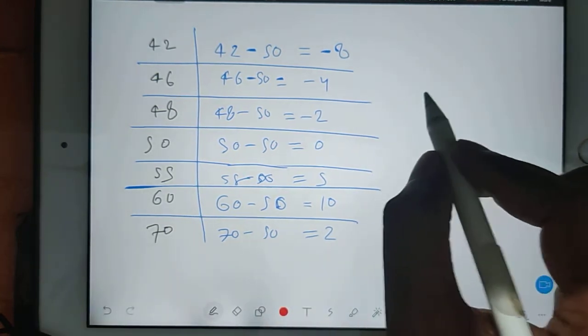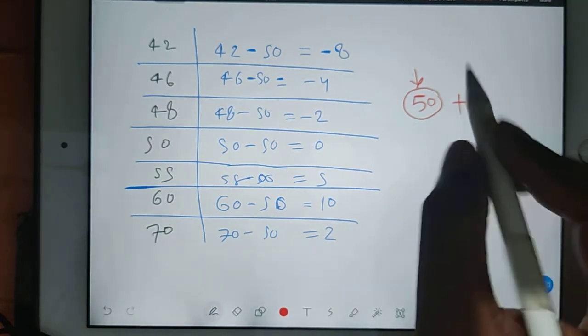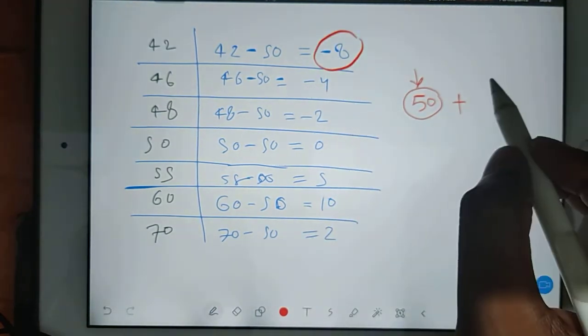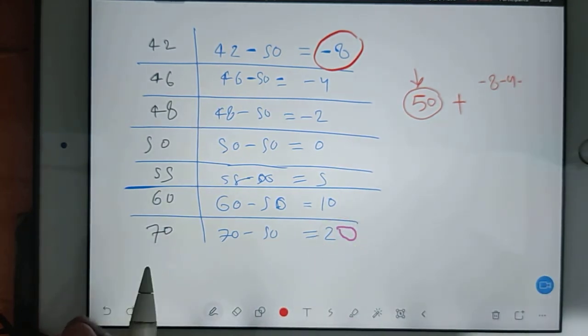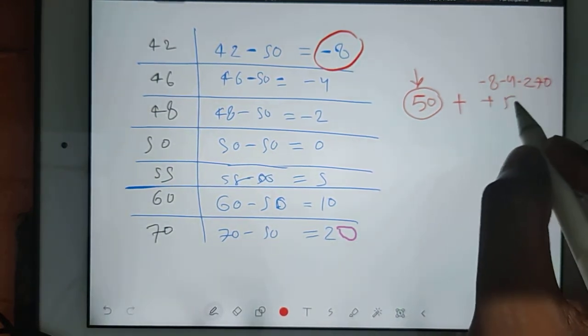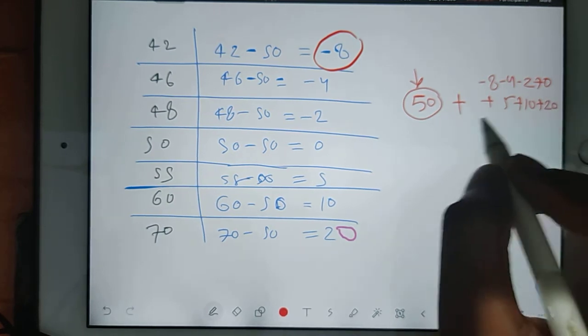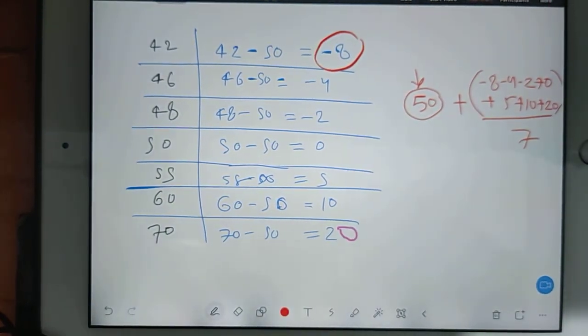So 50 I have considered as my assumed mean, plus in that add all these numbers. So minus 8, minus 4. Yeah, see, these kinds of small mistakes the way I am doing, you should not do in GATE exam. So plus 0, plus 5, plus 10, plus 20. Divide by 7. Now tell me how much is coming? Three is coming.